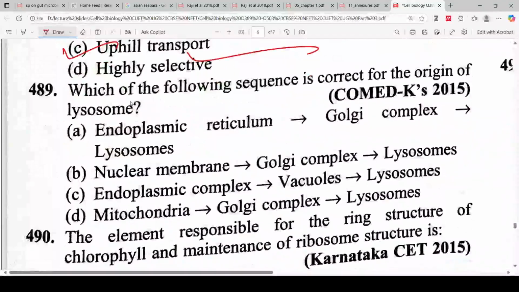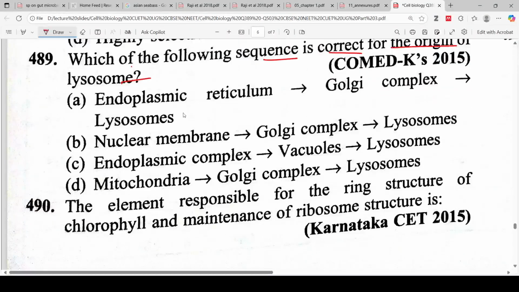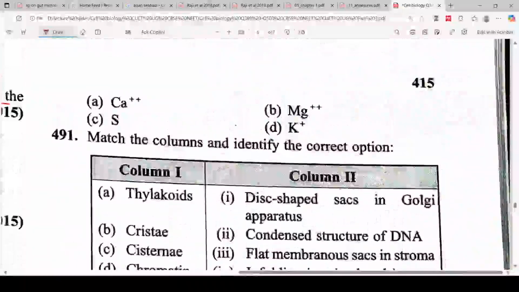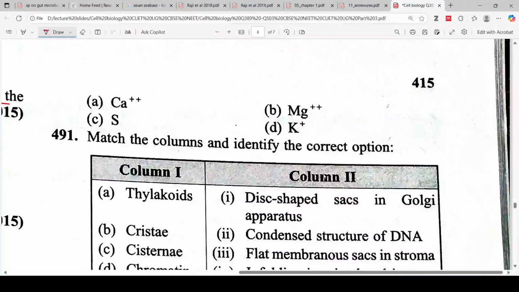Next question, which of the following sequences is correct for the origin of the lysosome? Endoplasmic reticulum, Golgi, and lysosome. So option A is the correct answer for this question. The element responsible for the ring structure of the chlorophyll and maintenance of the ribosomes is, option B, magnesium, the correct answer.